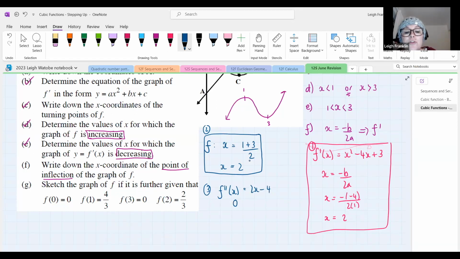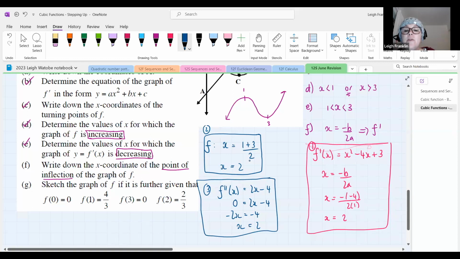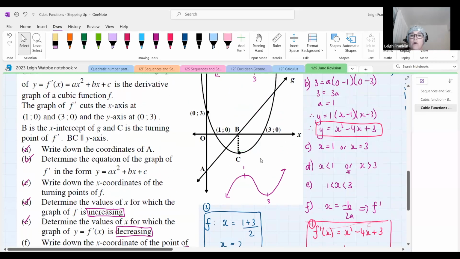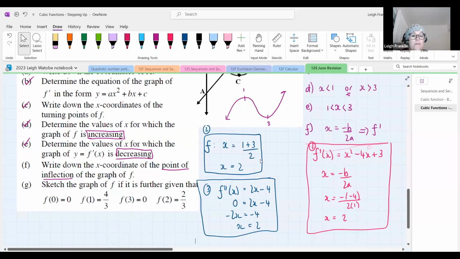So the second derivative is going to be 2x minus 4. You have to show that at the point of inflection, your concavity is 0. So moving 2x over to the other side and dividing both sides by negative 2, x would be equal to 2. That would be the other way that you could do this question. All three methods would be correct.